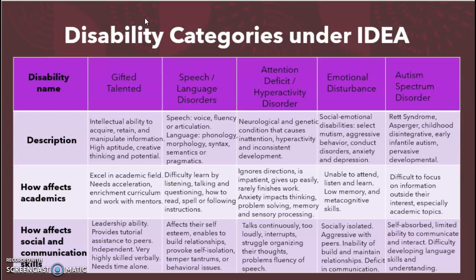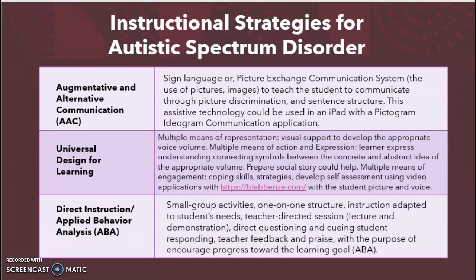disorder. This part of the chart includes small descriptions of how each disability affects the academics of these children and how it affects their social and communication skills. Now, I want to talk to you about the instructional strategies for autism spectrum disorder kids. I'm going to show you 3 instructional strategies to help these kids.